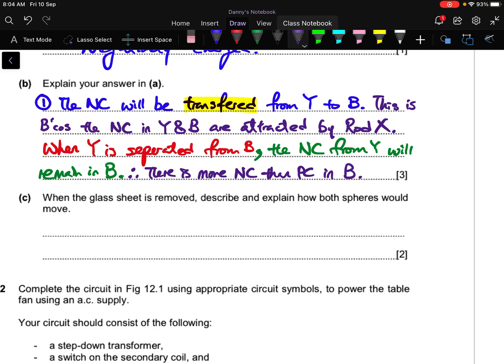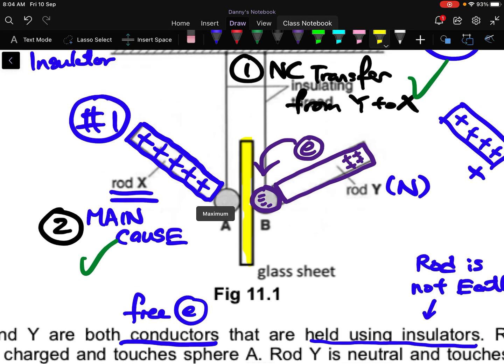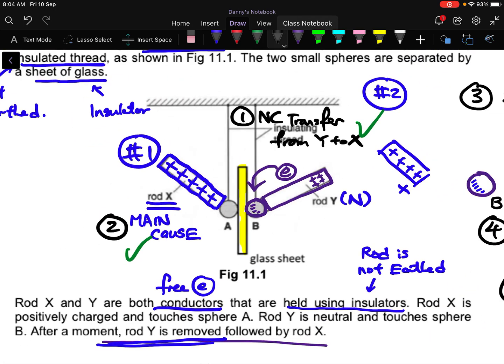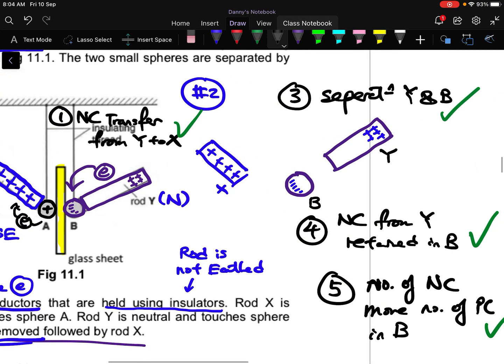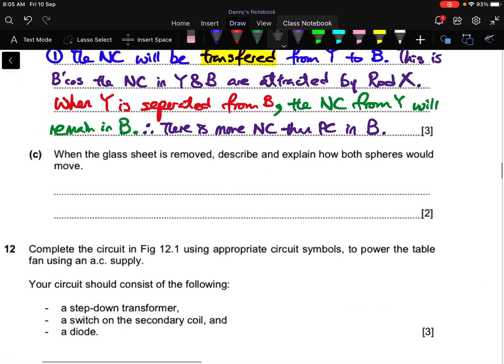So last part, when the glass sheet is removed, explain what will happen to the sphere. This is the part that you need to ask yourself. If now the glass is removed, B and A will either attract or repel. So I need to know what is the charge on A. If now I analyze A, what will happen is that the electron will move from A to rod X, definitely, right? So meaning that my A will be positive. So if my A is positive, and now this glass sheet is being taken away, and my B basically is now negative, what will happen? They will attract, lor. Correct or not?